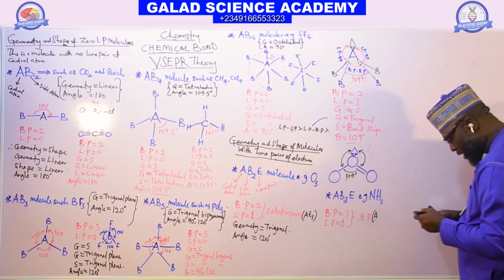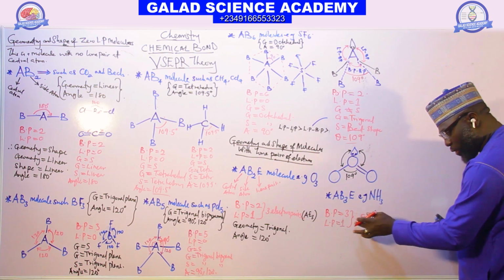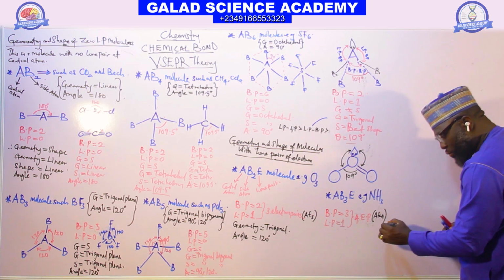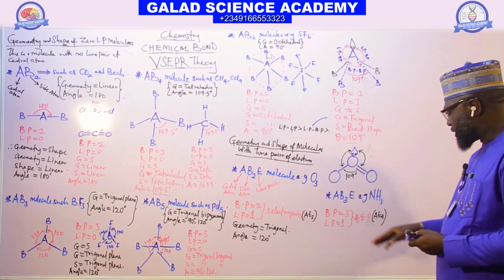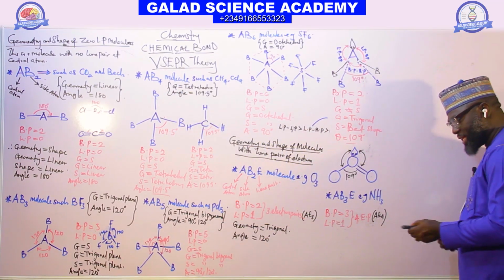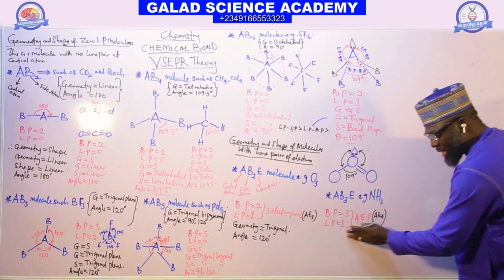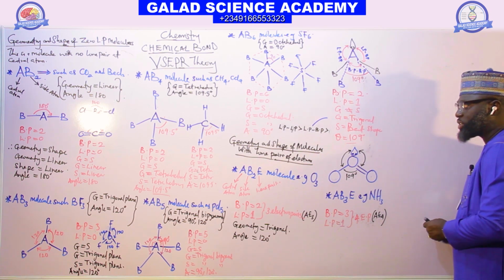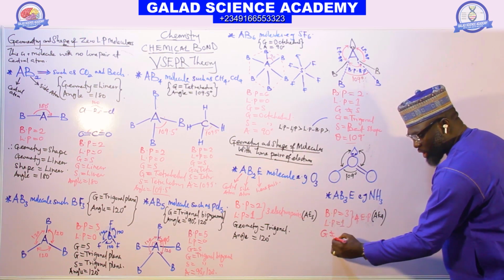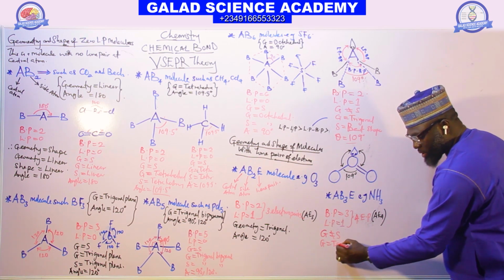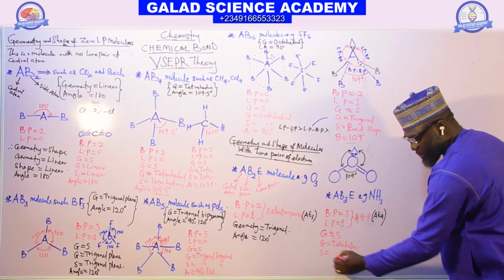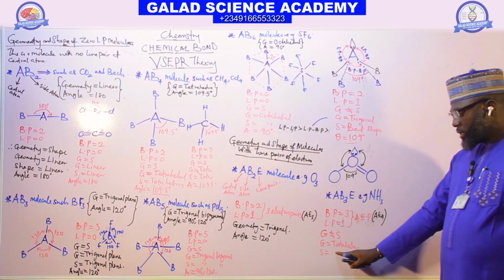If you add 3 plus 1, that gives us 4. So automatically we have AB3E, which is AX4 type. For every molecule that has this, the geometry is tetrahedral. Here you can see that the lone pair is not equal to 0, so the geometry is not equal to the shape. The geometry is tetrahedral, and then the shape is something else.